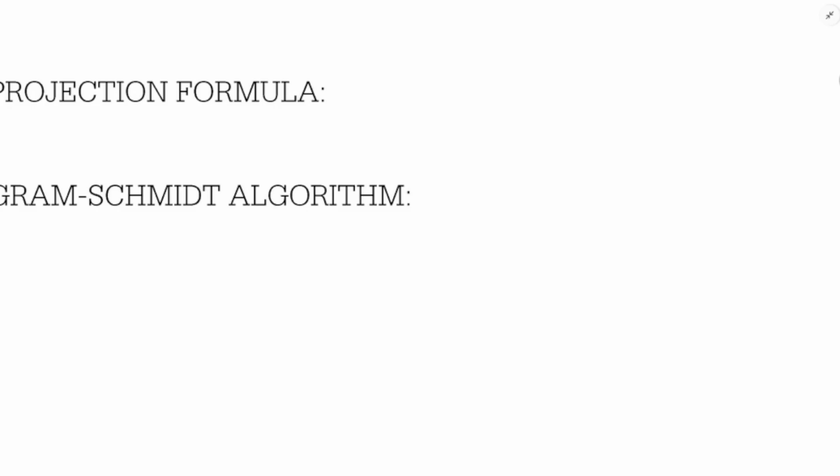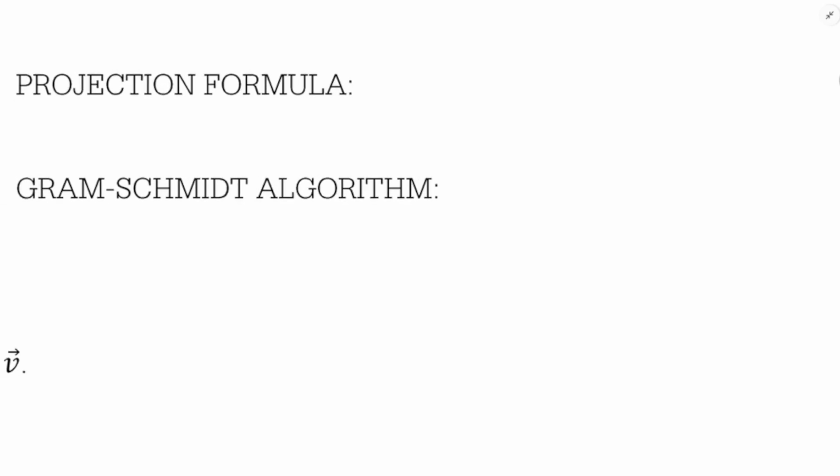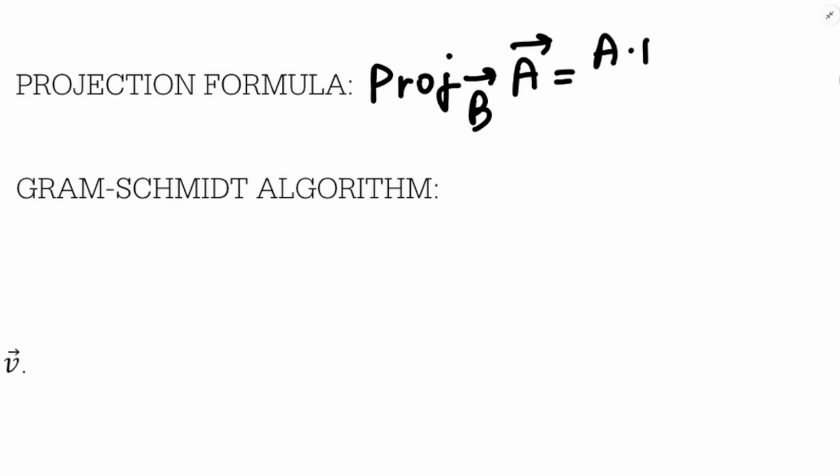Alright, in this video we're going to be working some linear algebra problems that have to do with mostly vector projection. So we're going to start by writing out the projection formula and the Gram-Schmidt algorithm. The projection formula is that the projection of A onto B is going to equal A dotted with B divided by B dotted with B, multiplied by vector B itself.